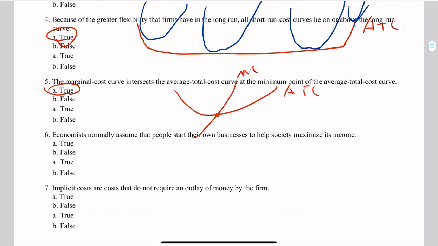6. Economists normally assume that people start their own businesses to help society maximize its income. Well, this is false. Let me explain why.